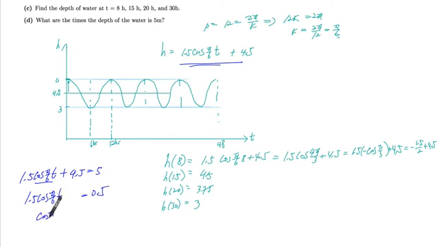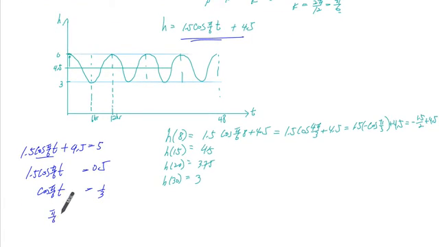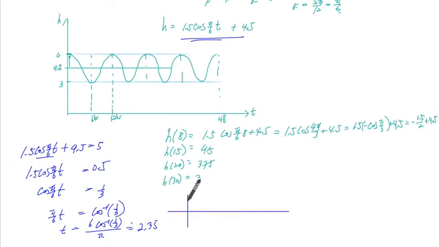Then you get cosine of pi over 6t. 0.5 divided by 1.5 is 1 over 3. So pi over 6t will equal cosine inverse of 1 over 3, and t will equal 6 times cosine inverse of 1 over 3, over pi. That's 0.35. Now, in the cosine curve, what we just found is this one. So this is 1 over 3. We just found this first x value.